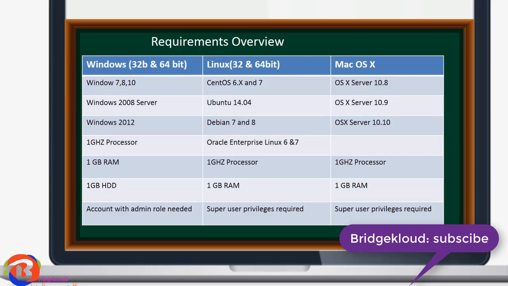If you are on a Mac, you can install PostgreSQL on OS X Server 10.8, 10.9, and 10.10. You need a minimum 1 gigahertz processor speed, and 1 gigabyte RAM or memory. You also need a super user account with super user privileges to perform the installation.